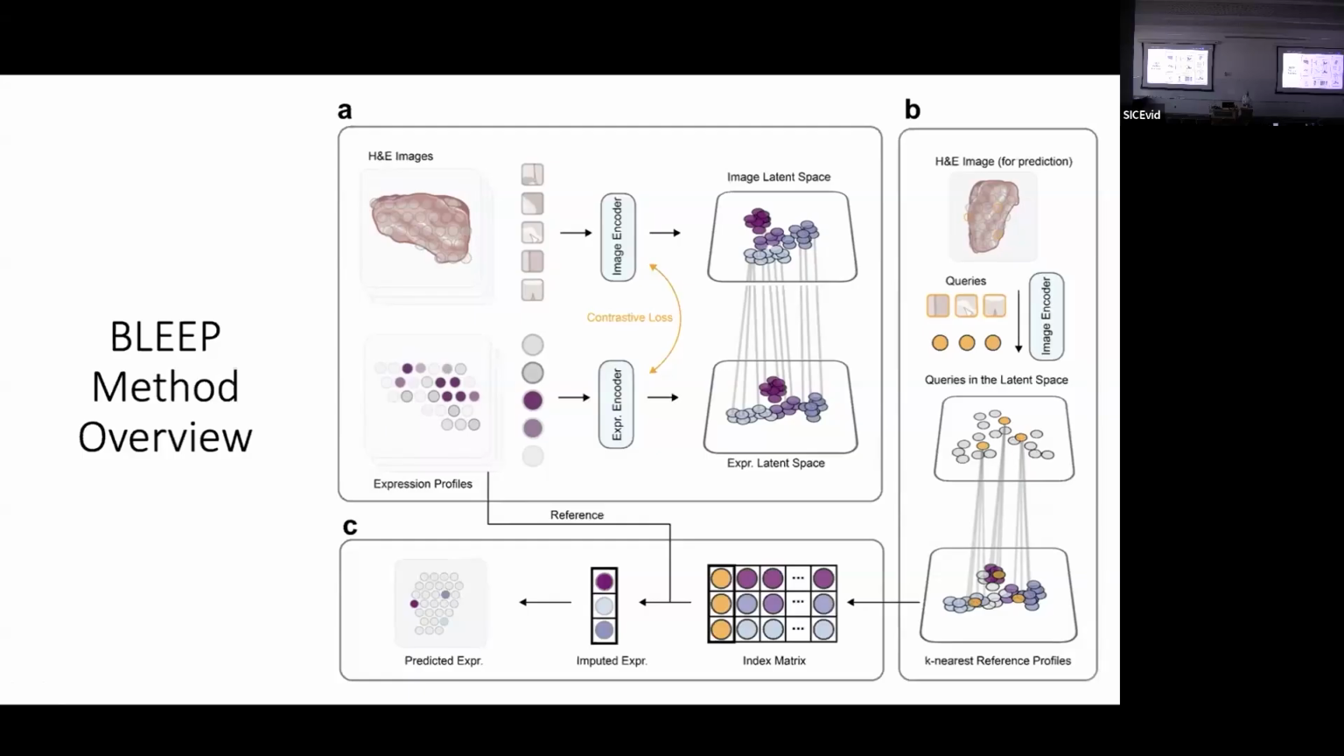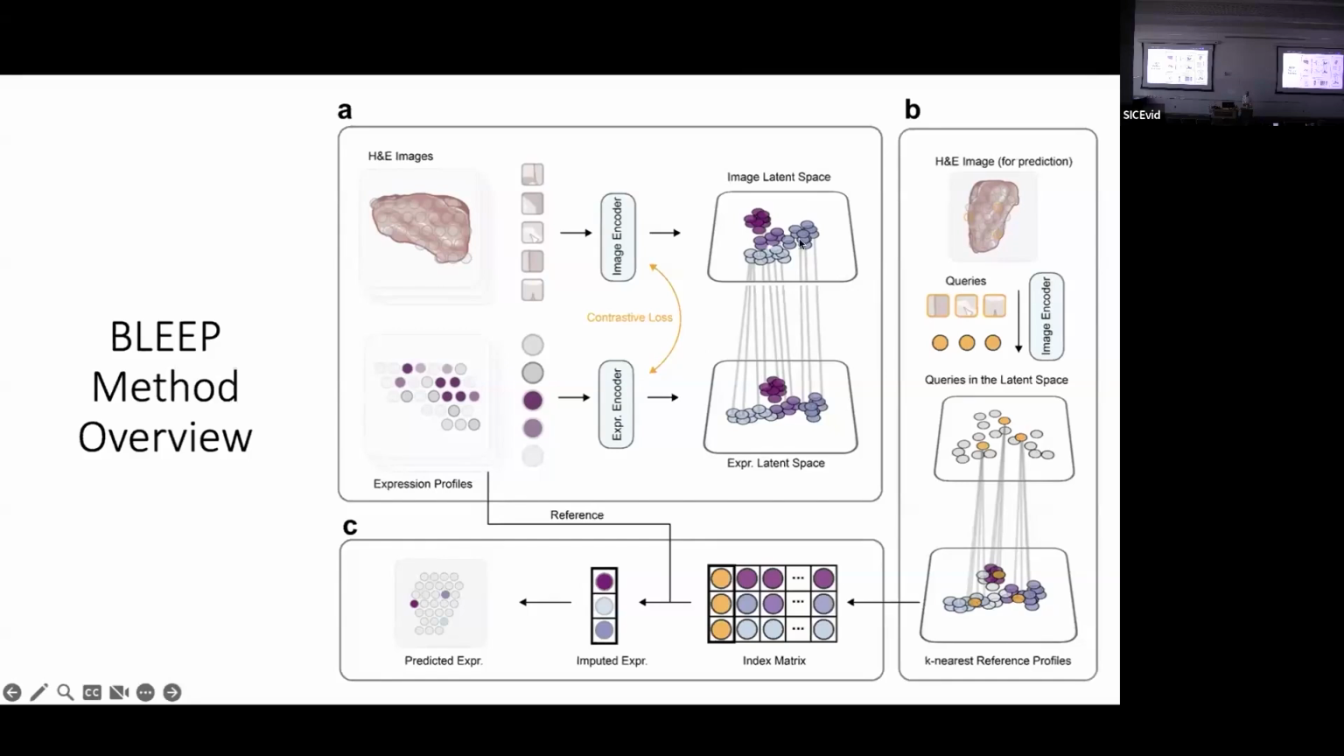So you can imagine a little square here of this image. We have a corresponding dot that measures a transcriptome. So it's a vector of genes and their expression levels that is averaged over all the cells in that little patch. And we encode that information, again, embedded in a space.